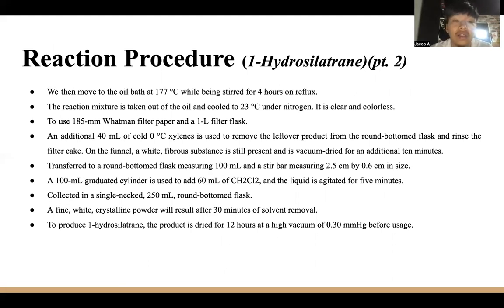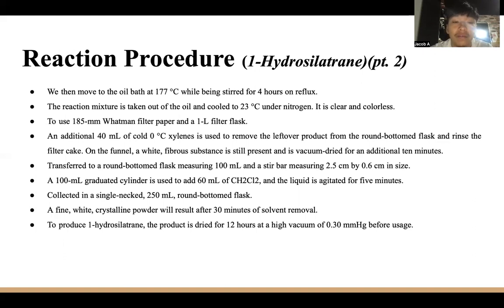We use 185 millimeter Whatman filter paper and a 1 liter filter flask. An additional 40 milliliters of cold 0 Celsius silanes is used to remove the leftover product from the round bottom flask and rinse the filter cake. On the funnel, a white fibrous substance is still present and is vacuum dried for an additional 10 minutes.